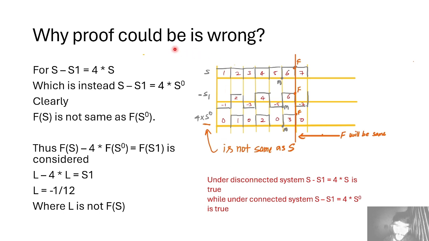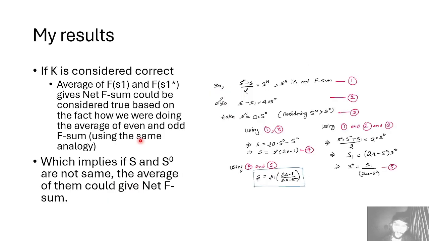So half of the proof goes in the connected system, and the final equation that he gives is from the disconnected system. It's very clear, and that's why the result is so absurd. Now I will give you my result. Okay, so now let's see if the key is considered correct, and why.